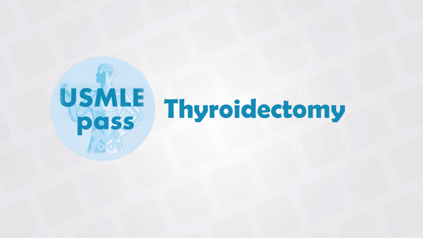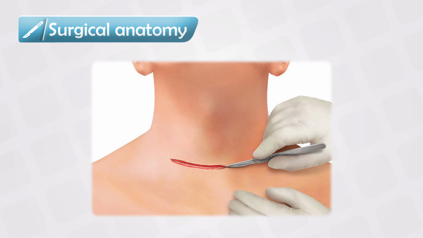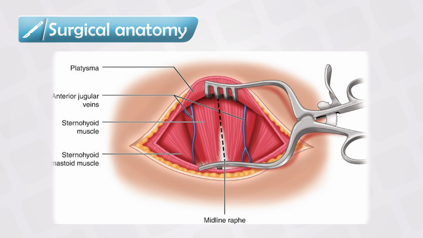Welcome back. In this video, we'll talk about thyroidectomy. To reach the thyroid, first we must cut the skin and the subcutaneous tissues. And then we cut the platysma muscle, which is a wide horizontal sheet, and flap it. And then we separate the strap muscles, which are vertical sheets immediately behind the anterior jugular veins.